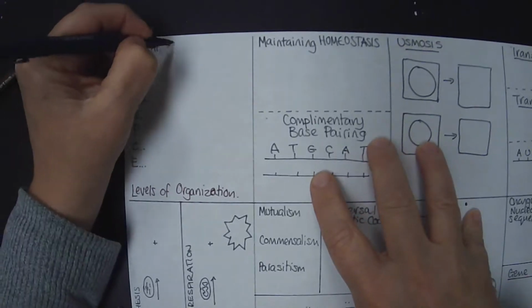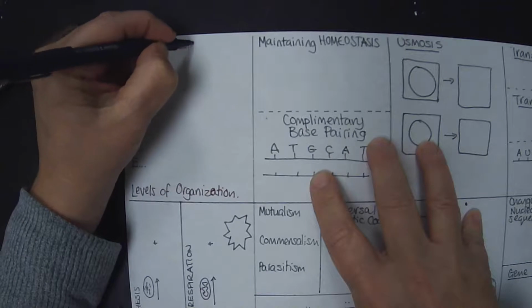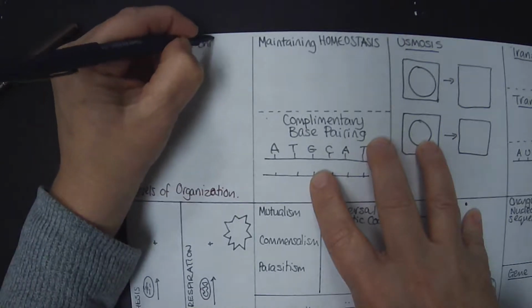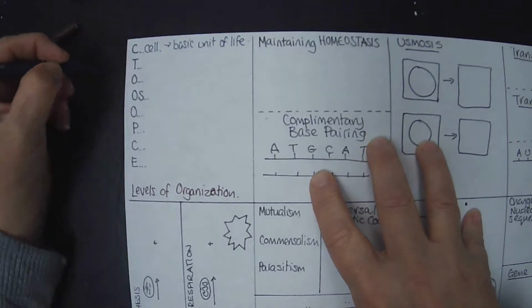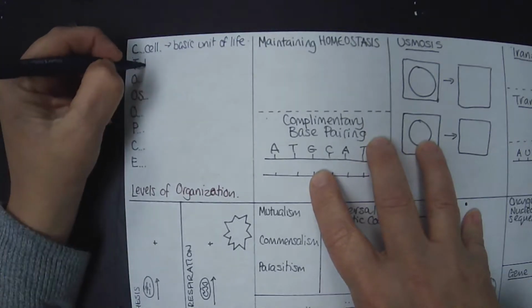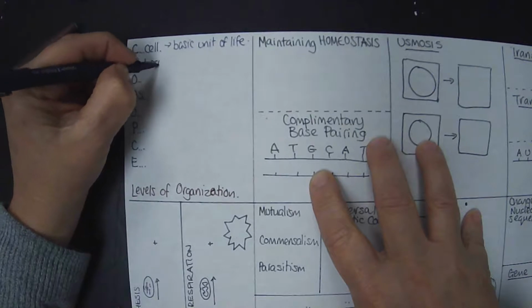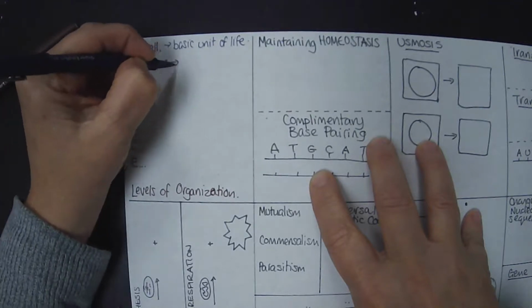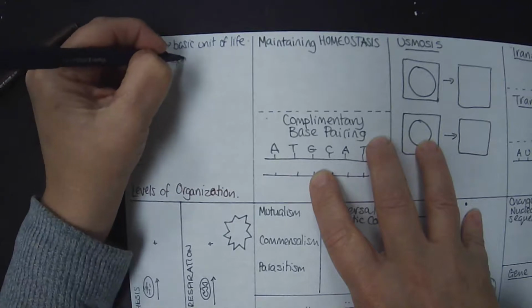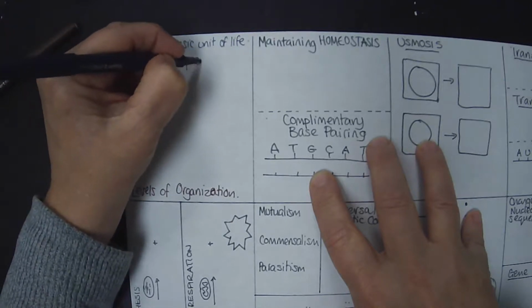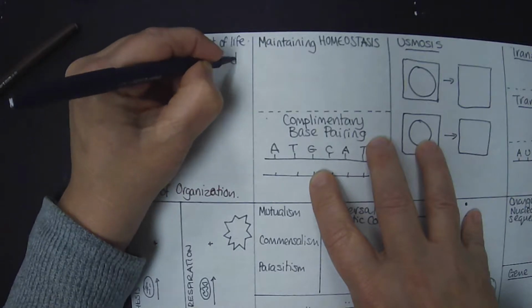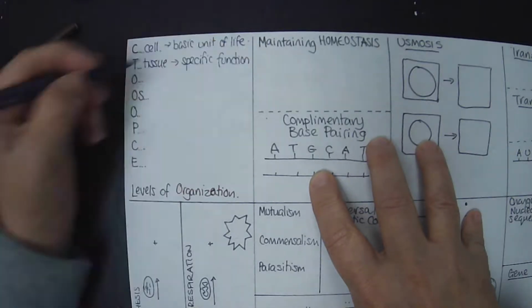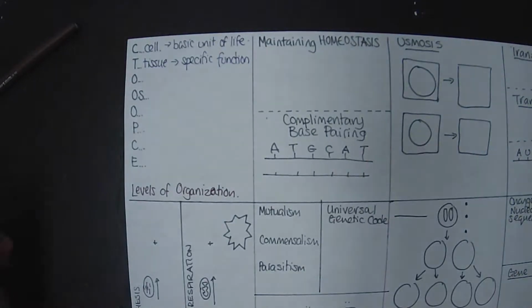So, basic unit of life. The next level of organization, T, stands for tissue, which is groups of the same type of cell with a specific function. So epithelial tissue is tissue that covers the surface of, say, for example, the inside of your mouth.